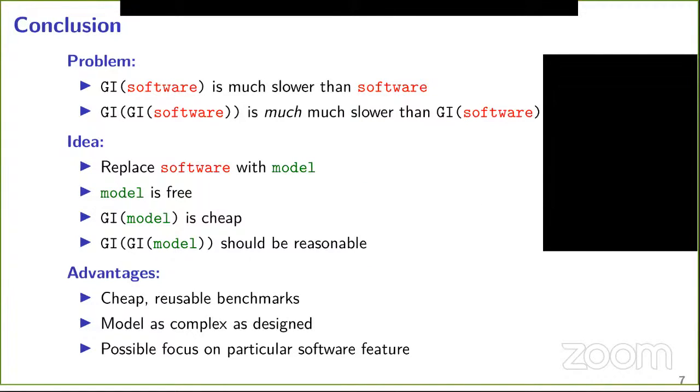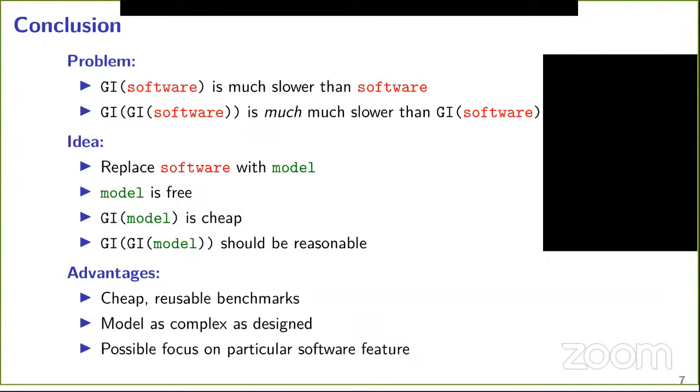So in conclusion, if you apply GI on some real-world software, it's a process which is much slower than running your software. If you want to apply GI on top of GI on top of software, it's a process which is much, much slower than running GI on your software. So the idea is to replace software which is slow by a model which is very cheap, so that when you apply GI with your model, you obtain something very quickly. For example, if you want to apply GI on your model, then it becomes reasonable.